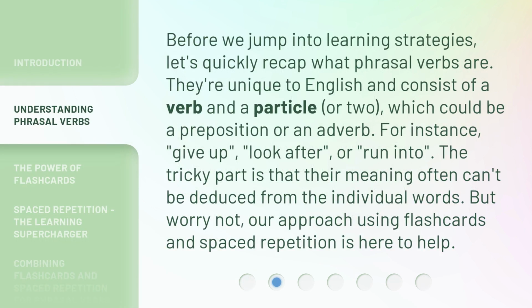Before we jump into learning strategies, let's quickly recap what phrasal verbs are. They're unique to English and consist of a verb and a particle, or two, which could be a preposition or an adverb. For instance, give up, look after, or run into. The tricky part is that their meaning often can't be deduced from the individual words. But worry not, our approach using flashcards and spaced repetition is here to help.